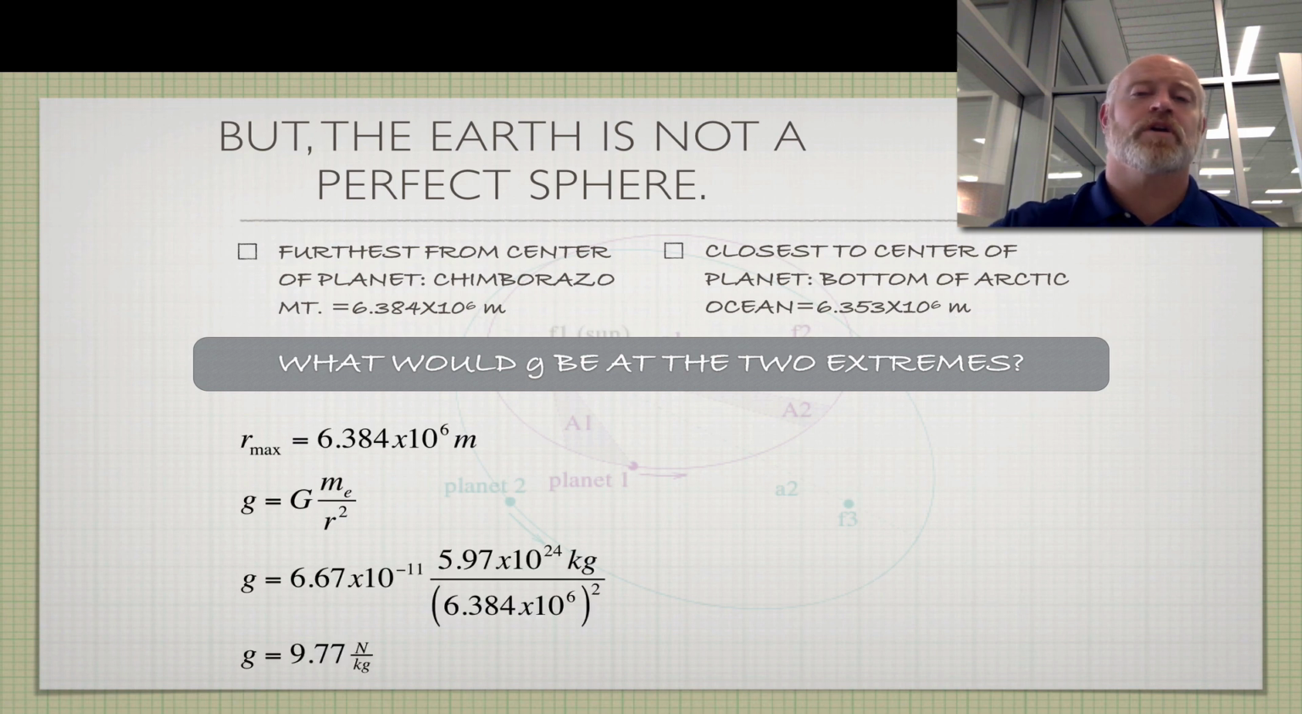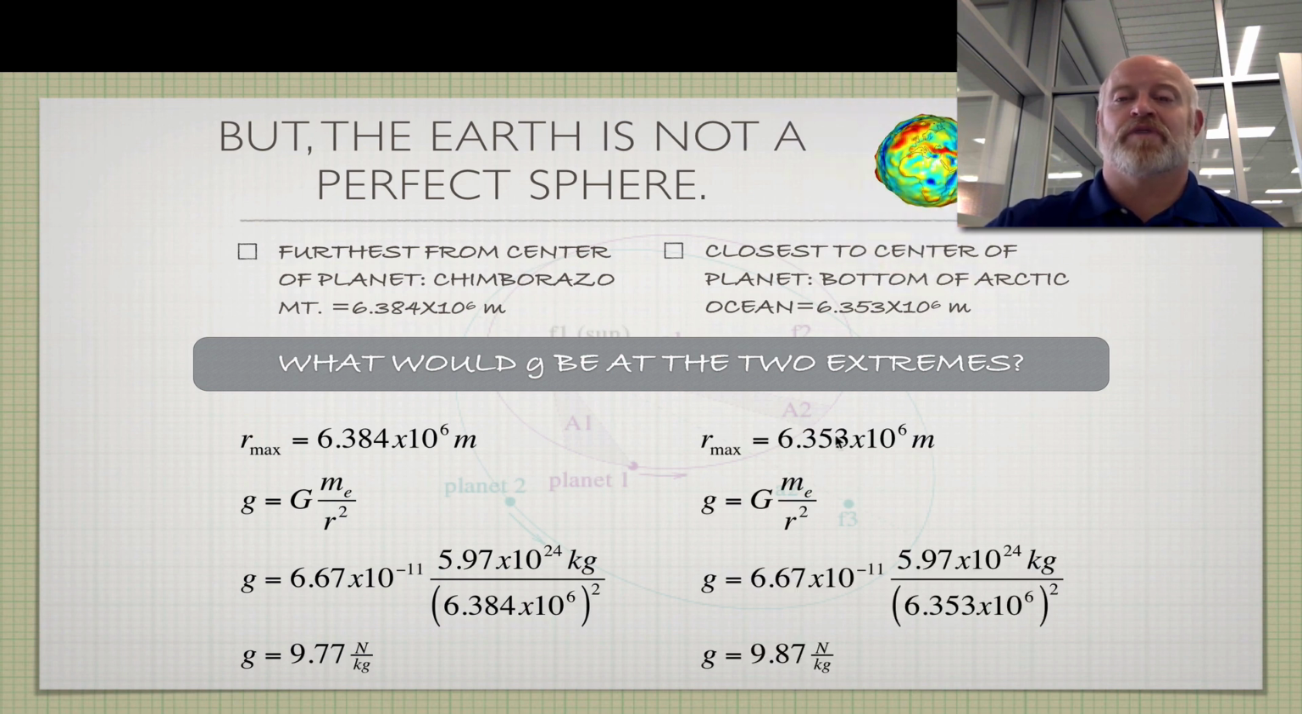If we now plug those numbers in for the math, exact same math as we did before, just a new radius. We still use the universal constant for gravitation. We still have the mass of the Earth. We got our new radius squared. Even though it's a very small change, g changes to 9.77 newtons per kilogram. Okay, so not a huge change. In fact, if we round it off to two significant figures, it's still 9.8.